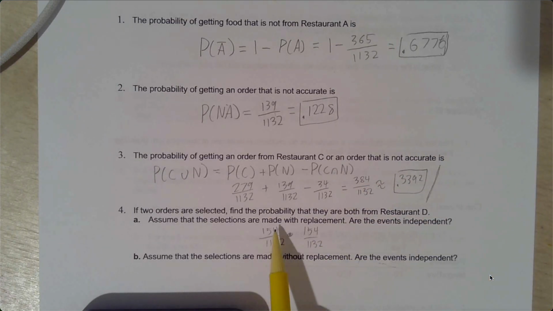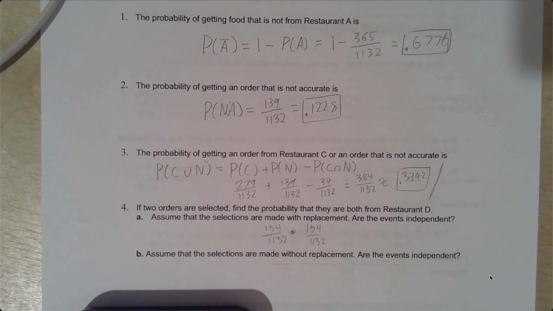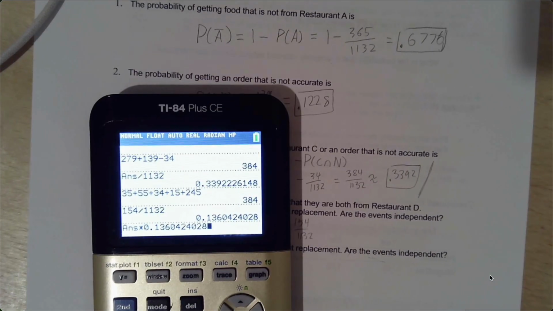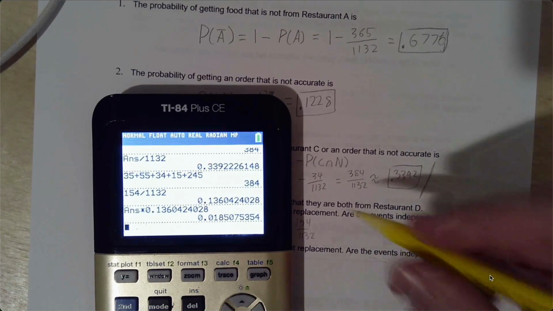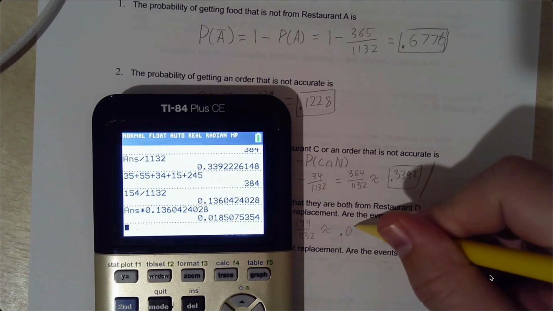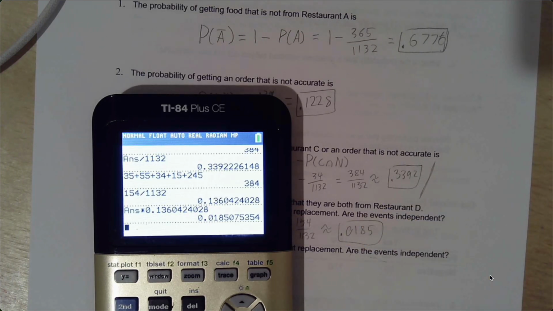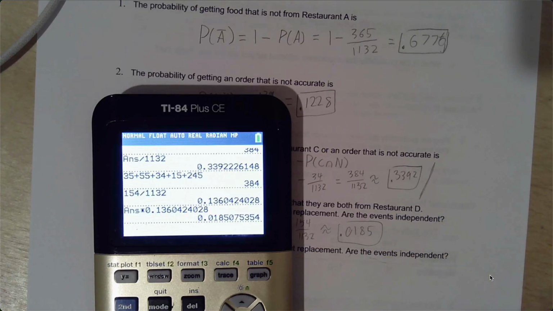Right? I picked maybe a ticket from restaurant D, and then I put that ticket back, and I want the chance of getting something from restaurant D again. Well, because I put the ticket back, there's still 1,132 in total, and there's still 154 from restaurant D. And so I just take that probability and multiply it by itself, however you want to write that, or you can just literally write it as them multiplying together. But you should end up with approximately nearly 2%. Or in other words, almost literally 1.85%.